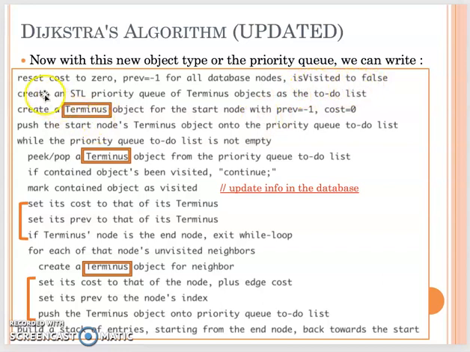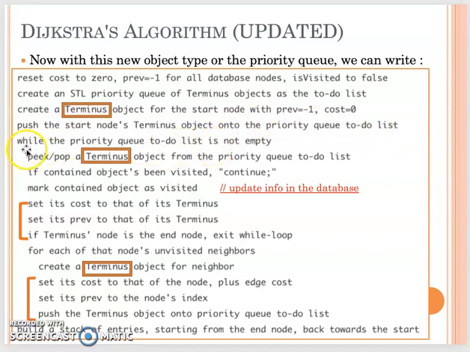Now the different thing is you need to have an STL priority queue for the terminus object. Then you create a terminus object for the start node, with the proof equal to -1 and cost equal to 0. This one we push into our priority queue, the to-do list. Then you see here, we still have the while loop.